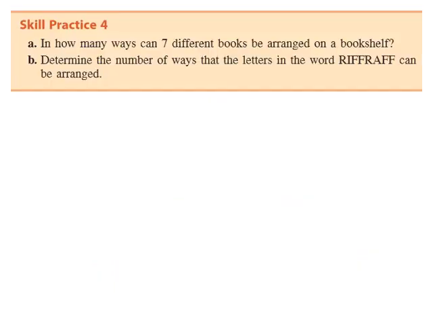See if you can give this one a try. Now here, we want to arrange 7 different books on a bookshelf. Now, they have specifically told us we have different books, so there are no repeats here. Because there are no repeats, they're all distinguishable, which means our answer will be 7 factorial. And this is 5040.